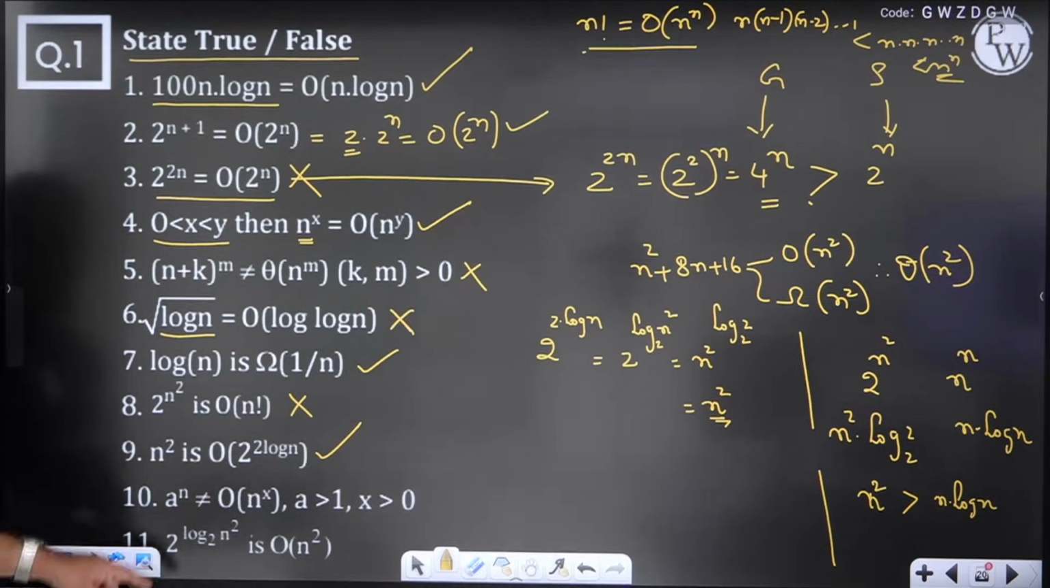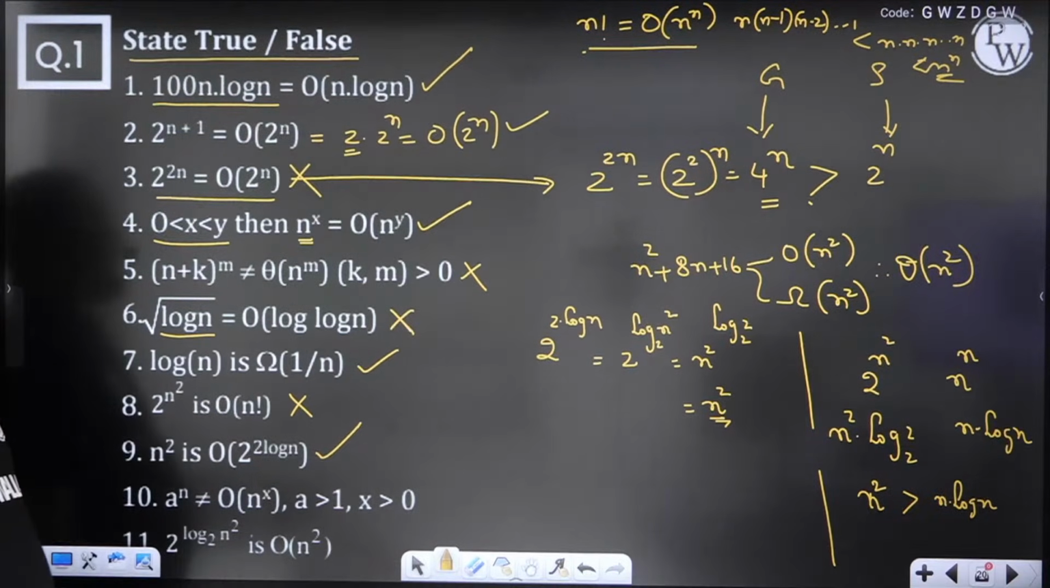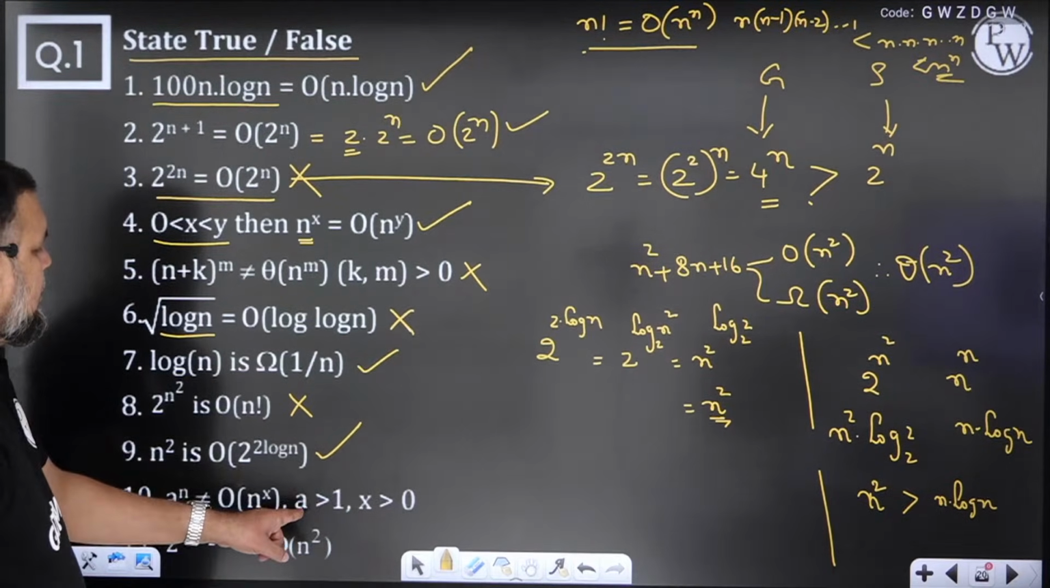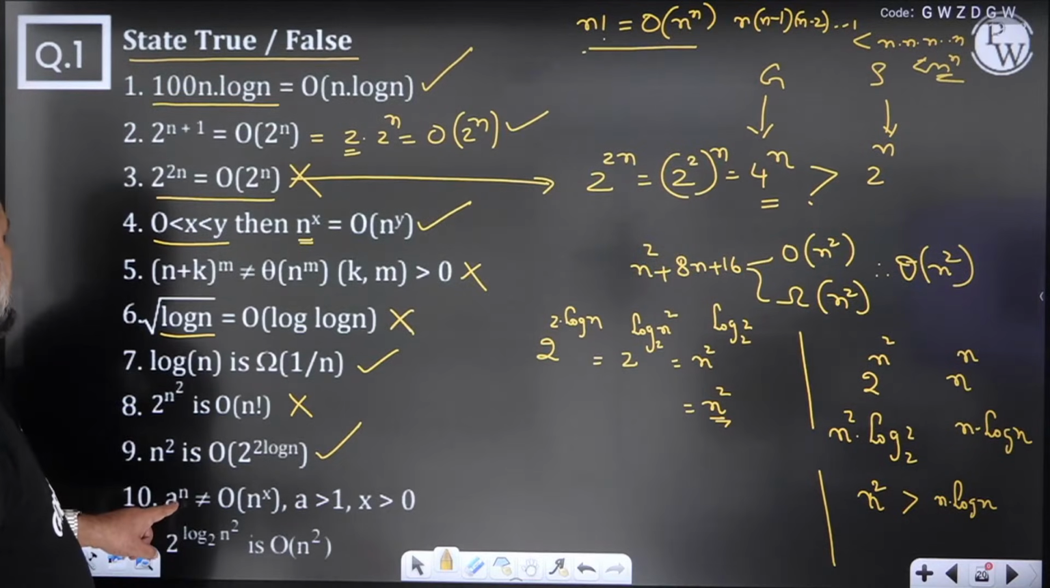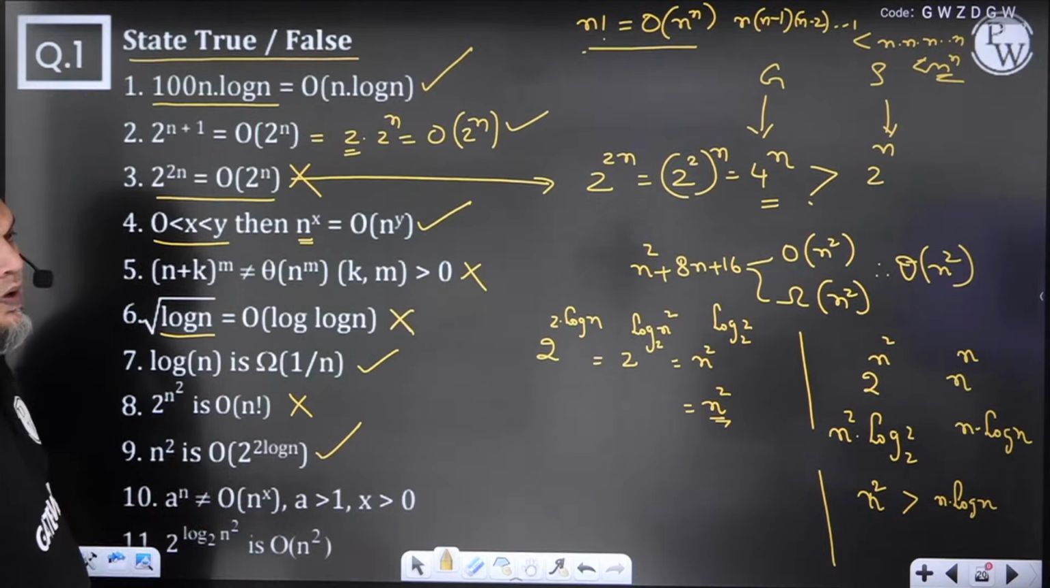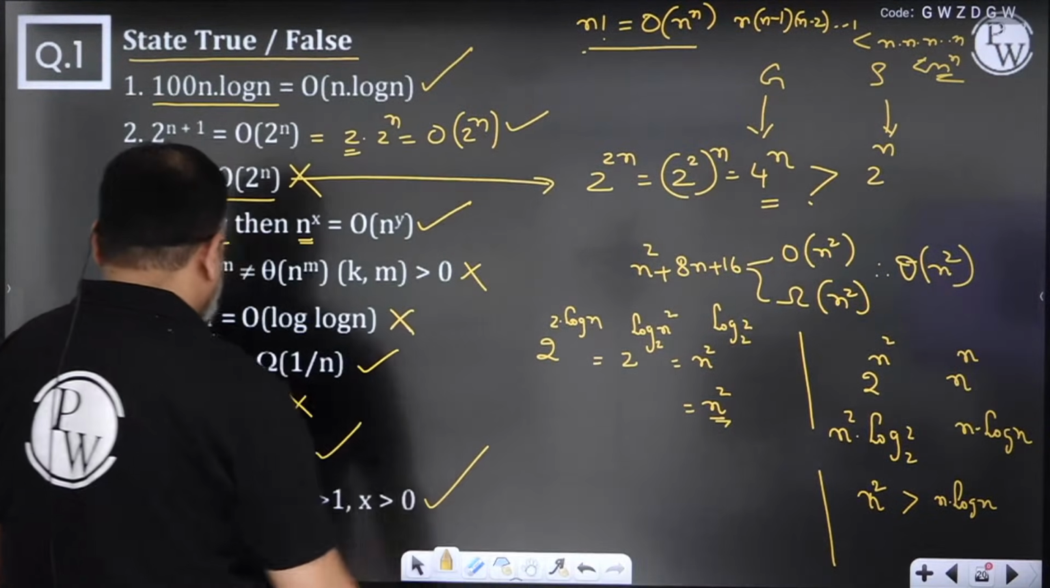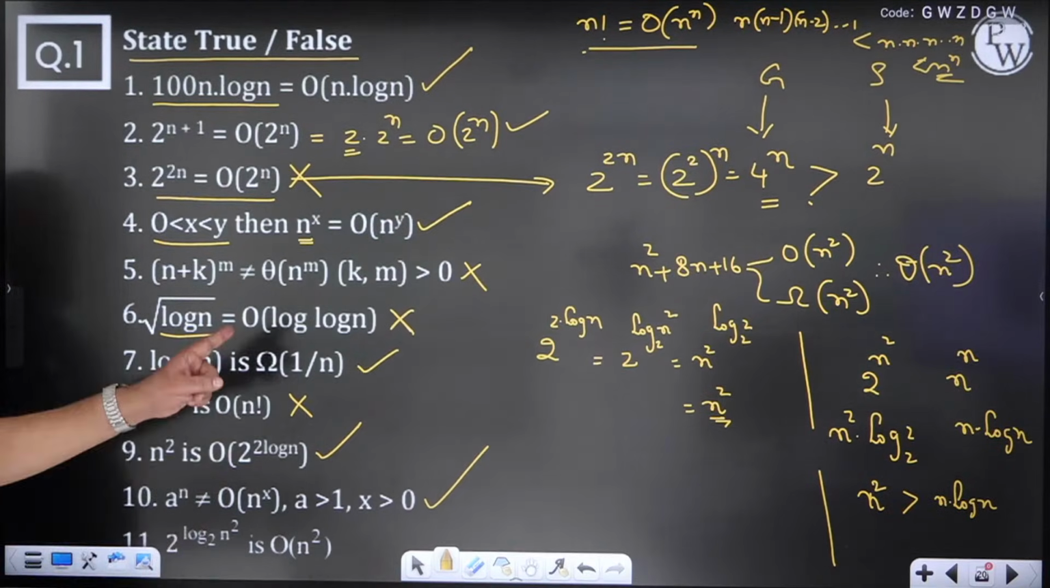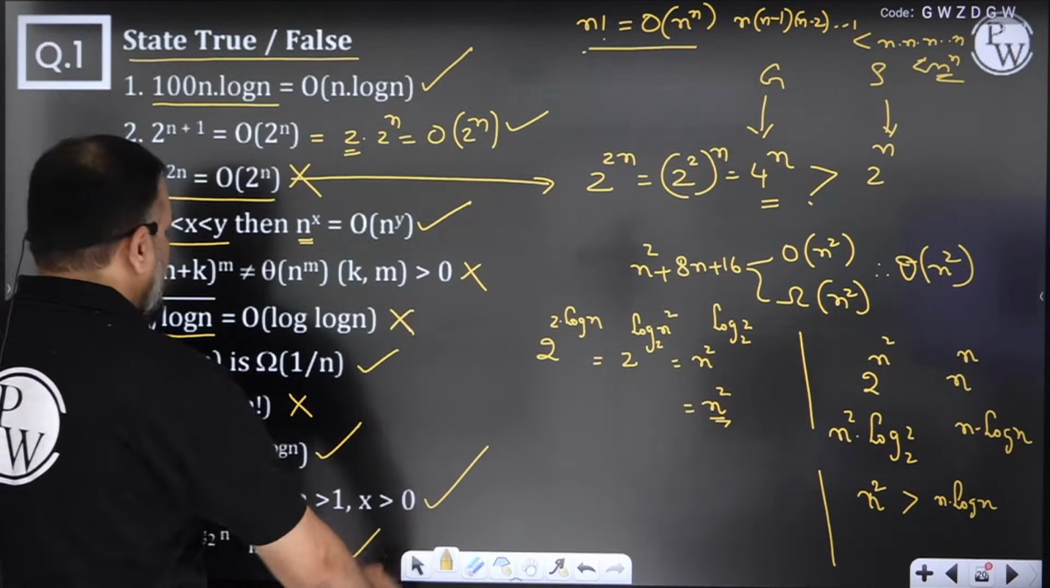10th one, a power n is not order of n power x, where x is greater than 0, a is greater than 1. A power n is an exponential function, cannot be order of polynomial function. This is true. And this is again a repetition of what we did just now, so this is also true.